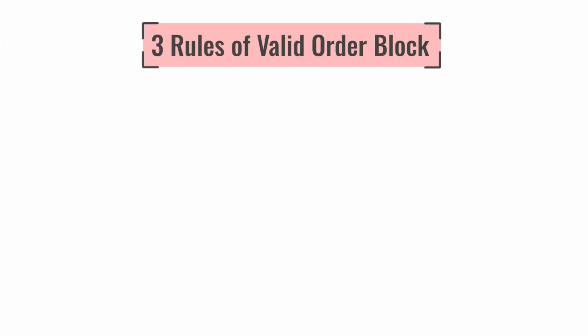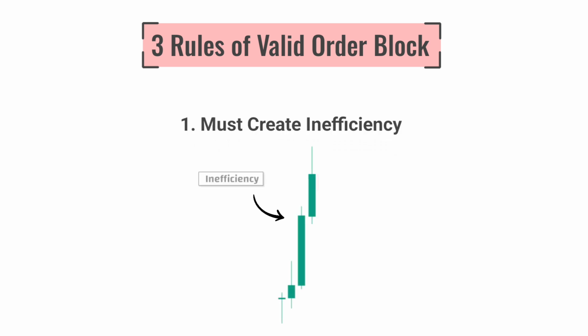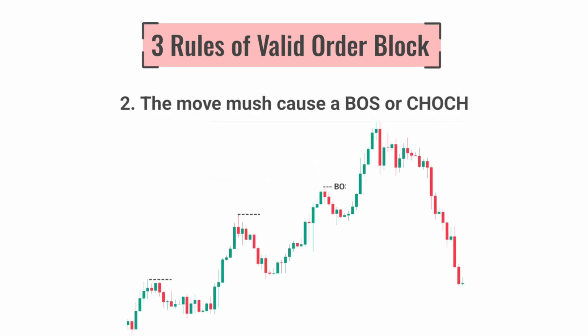There are 3 rules that must be met for an order block to be considered valid. First, it must create inefficiency. Inefficiency forms when price moves rapidly, leaving weak structure or gaps between candles. Second, the move must cause a break in structure or a clear change of character. This tells us whether the market is attempting continuation or a shift in direction.